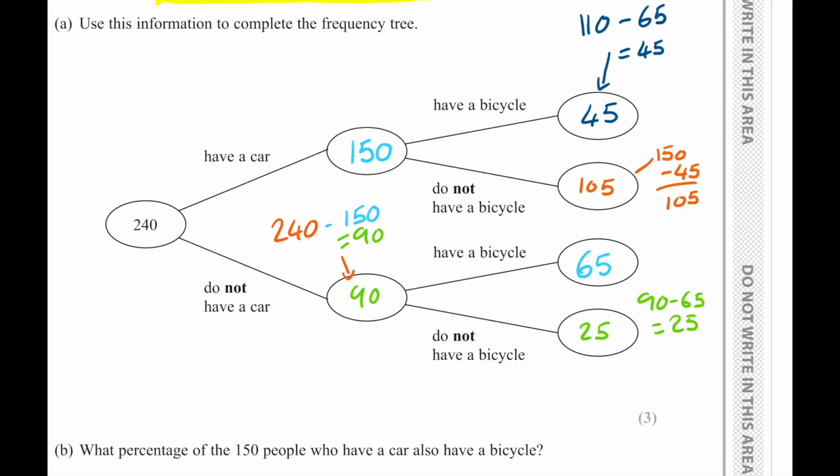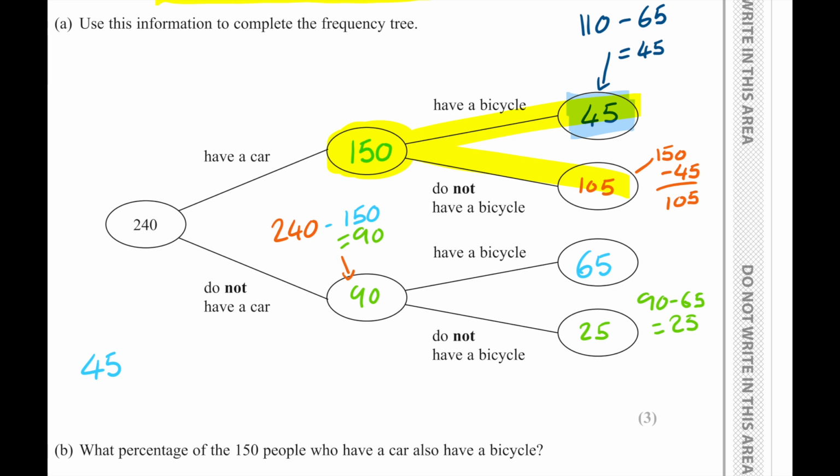Part B then says, what percentage of the 150 people who have a car also have a bicycle? So we're just looking at the number that have a car, which is these 150, and then we're looking at this part of our diagram. We want to know how many of those 150 people also have a bicycle. And of those 150 people, the ones that have a bicycle are those 45 there.